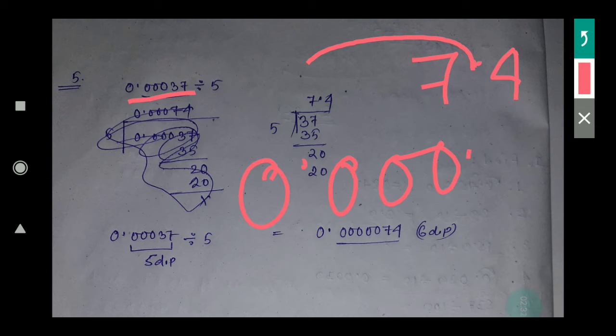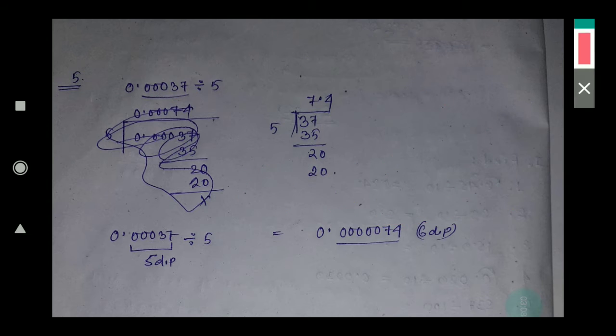So 0.000, sorry, 0.074. Previously it was there, from there it shifted by 5 decimal places. That means 1 2 3 4 5. Check, previously it was 7.4, from there it shifted to this. How many places did it shift to the left side? 5 places. From 7 we will count, not from 4, because by dividing you already have the decimal point here.